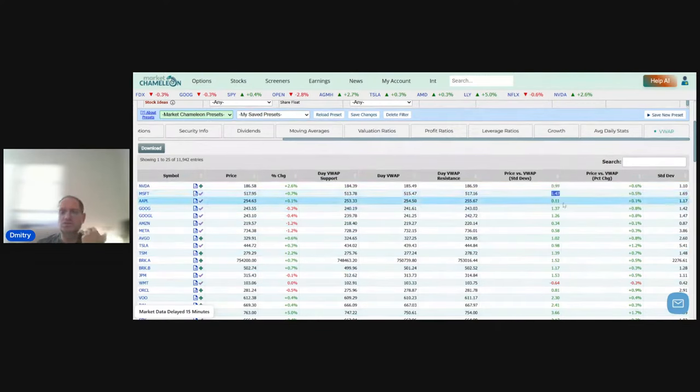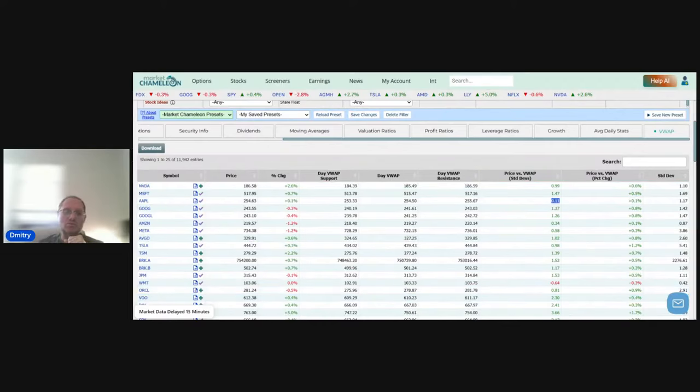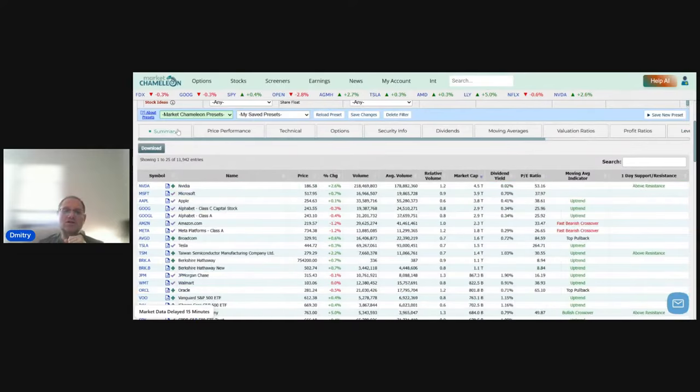So we can see here, this is right now sorted by highest market cap. If we go back up to the summary, you could see here that right now these are sorted by highest market cap. But if you click on any of these, it will resort.